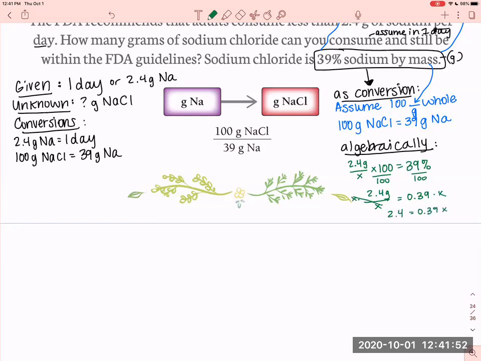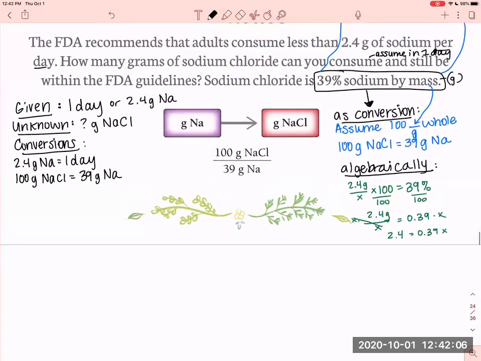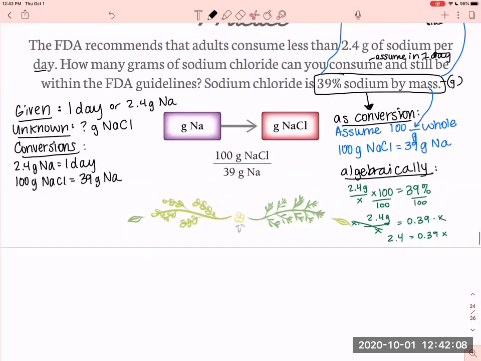And then we will divide both sides by 0.39. So you can do this algebraically. I don't recommend it, but it can be done. I think if you can do more things with dimensional analysis, you will understand it better and you'll also be able to solve more complicated problems. So let's put this into our work.